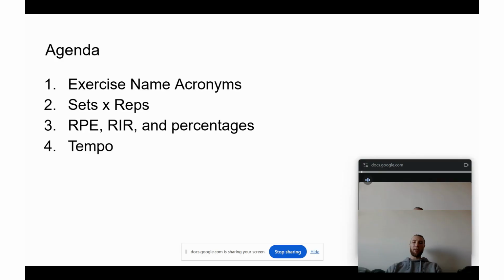All right, so today's agenda, I'm going to go over a couple of things. Some exercise name acronyms. These are ones that I commonly use in my programs. We're going to talk about sets and reps. We're going to talk about RPE, RIR, and percentages, and tempo.